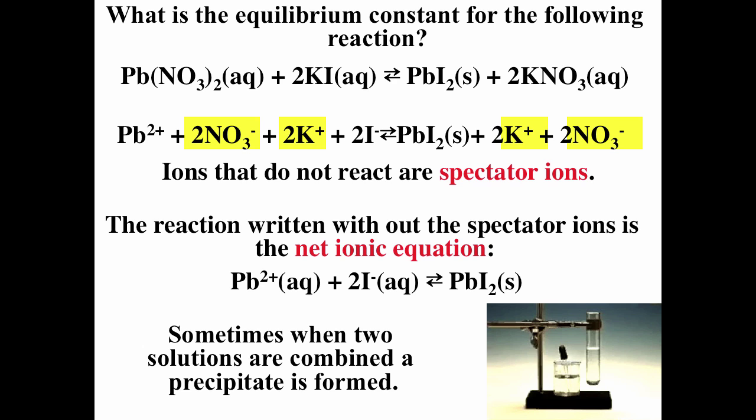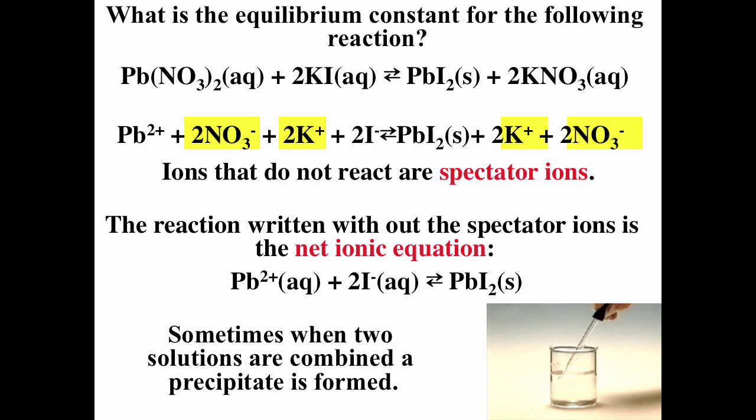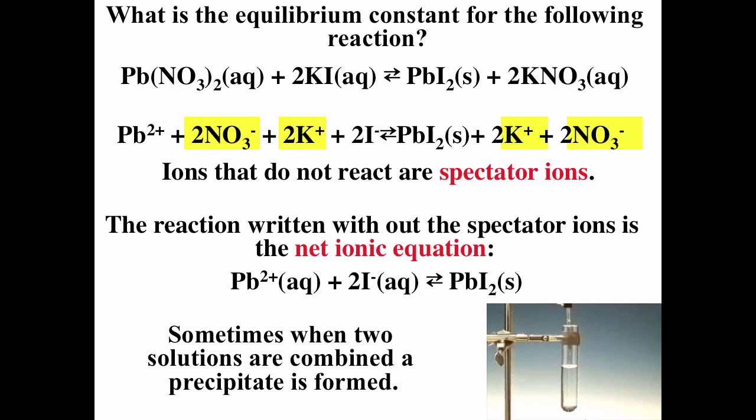And so sometimes when two solutions are combined, a reaction occurs. When solutions of lead nitrate and potassium iodide are combined, 2 compounds are produced. One is aqueous potassium nitrate, and the other is solid lead iodide, which precipitates from the solution as yellow particles.